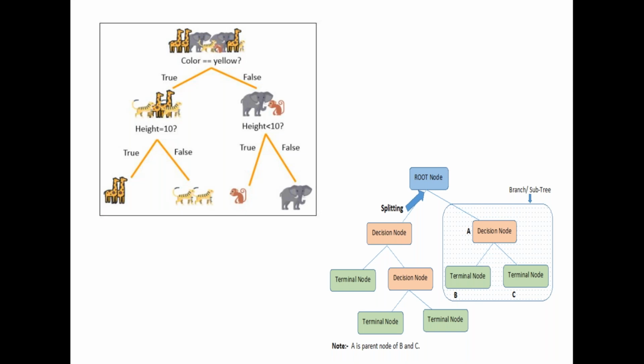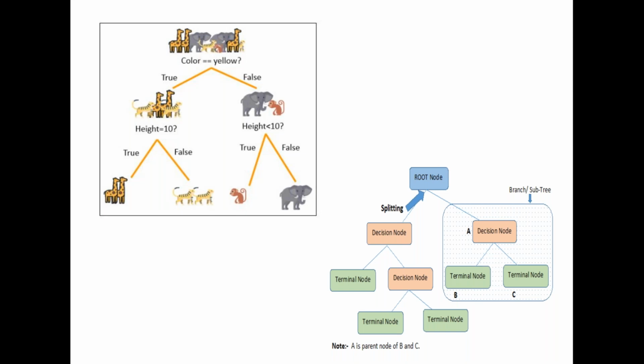As we can see over here, to identify which animal it is among the group of animals, we first ask the question if the color is yellow. If the color is yellow and it's true, then tigers and giraffes fall under this category. If it is false, then it will be monkeys and elephants.